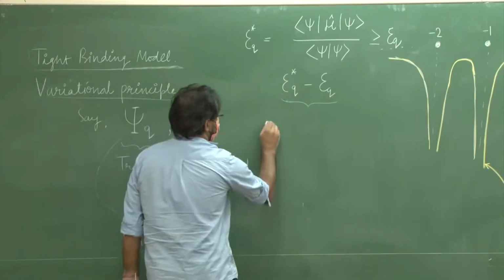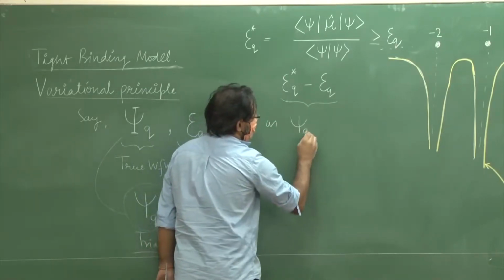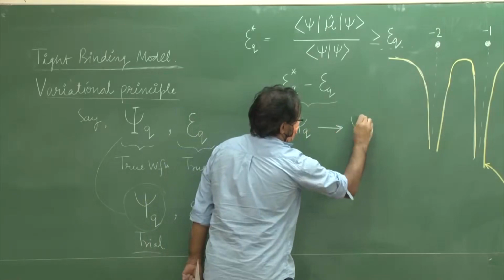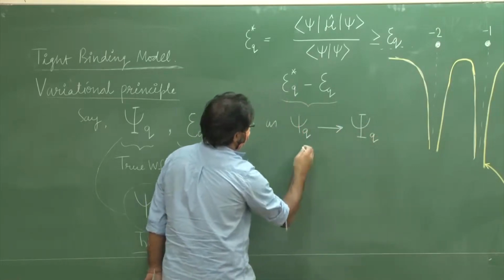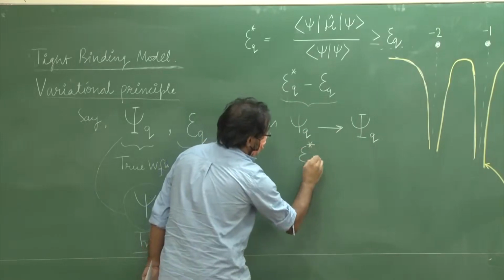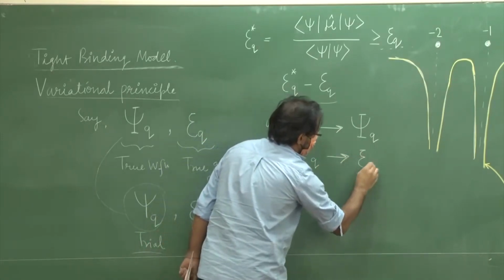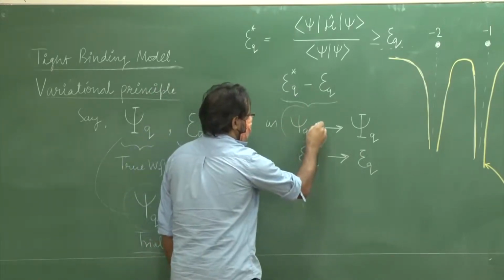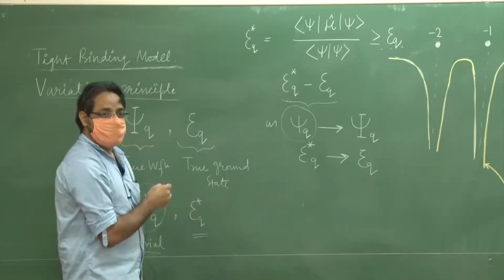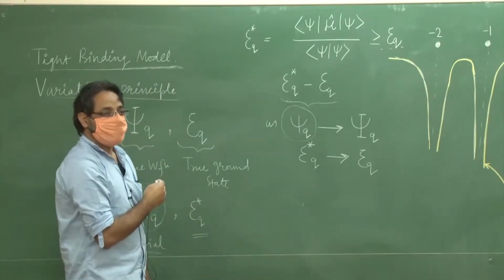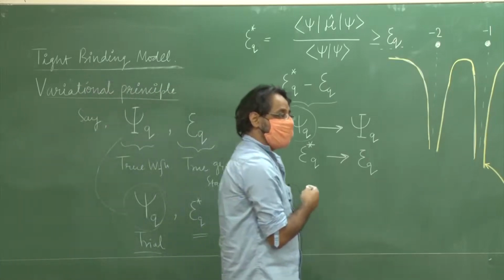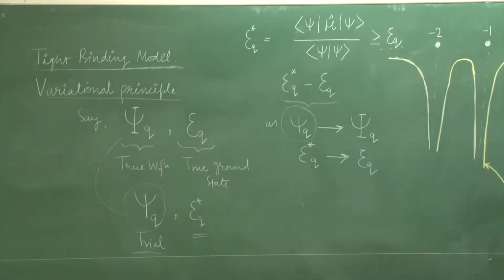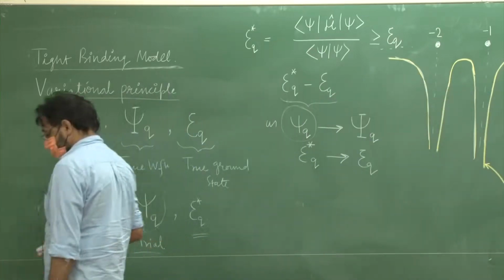So, as psi q tends to the true psi, I mean, this is trivial, you know this, E star q tends to EQ. So basically, the success of this method depends very crucially on how you construct your trial wave function. If you do it cleverly, you might come very close to the true ground state energy. But if your choice is not good, then you might be very far away, right? So how should we choose psi q?